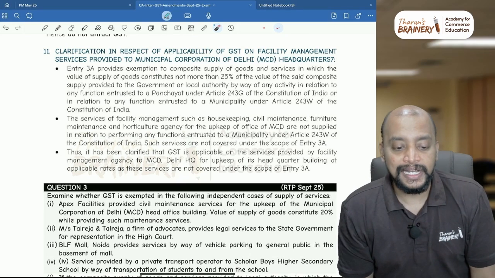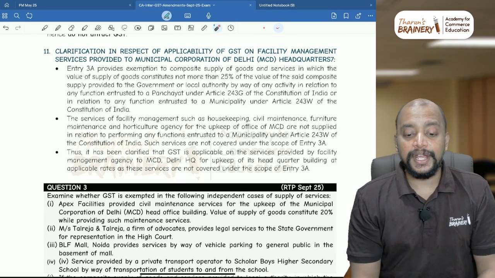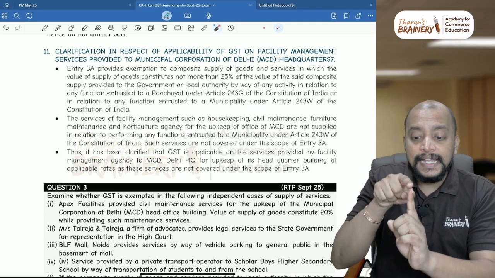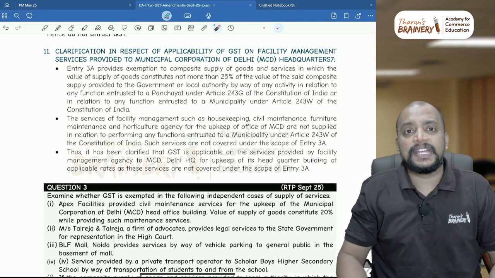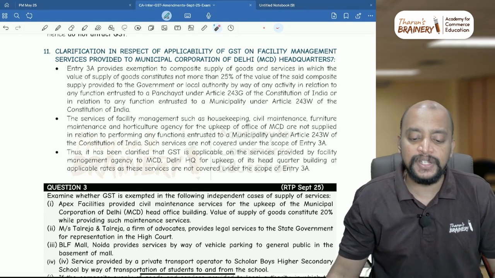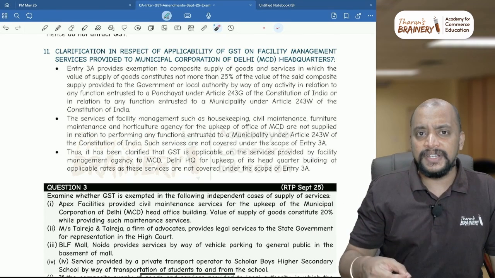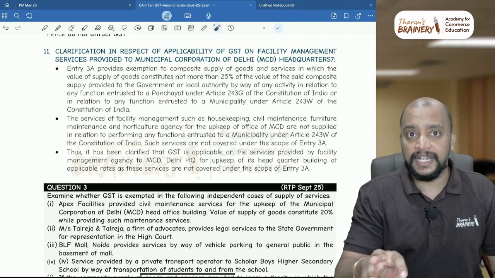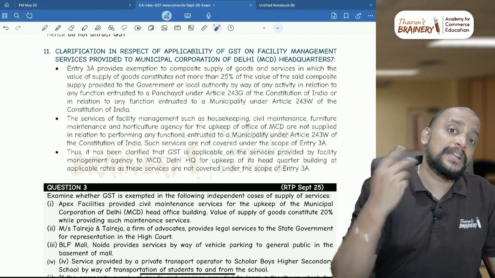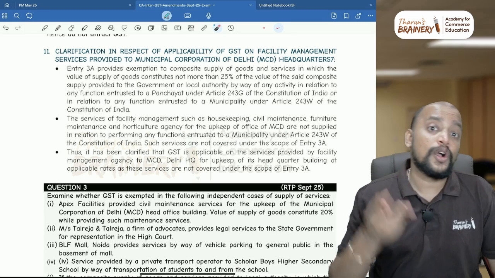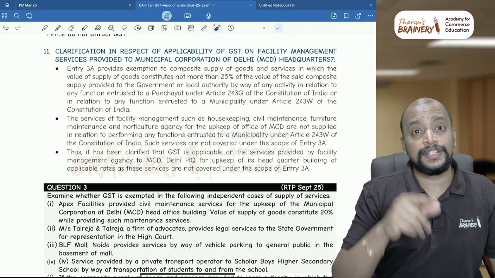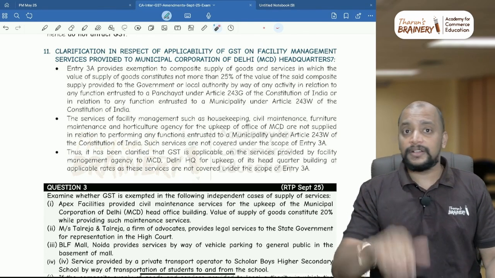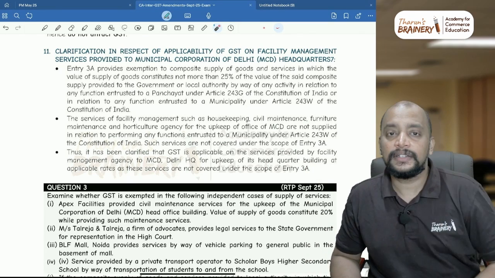But now the point is, this Municipal Corporation of Delhi government is receiving facility management services. Facility management services means what? Some housekeeping services, some cleaning services, etc. for their office building. Okay. Will it come under pure service or composite supply where the value of goods does not exceed 25% and it is exempted? No. Why? Carefully listen.